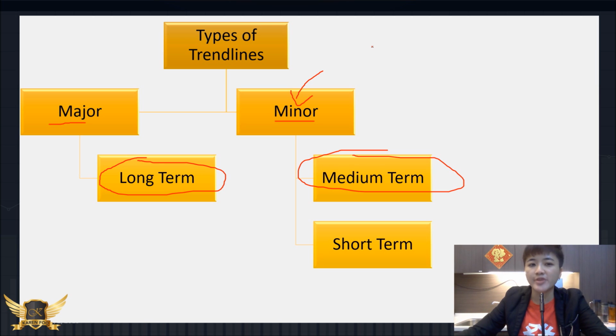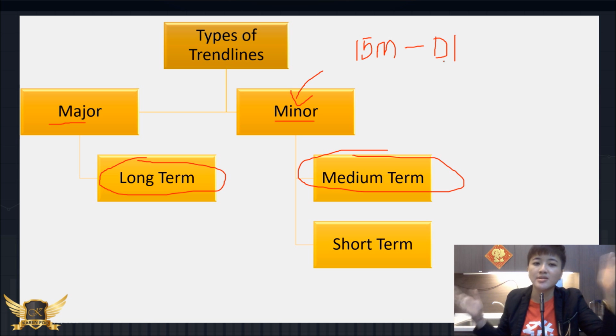At which time frame should you use trend lines? The smallest time frame you can go to is 15 minutes, okay? If you go lower than that, it's going to give you a lot of false signals. And the highest you can go to is the daily time frame, because if you go longer than that, it wouldn't give you many trading signals.